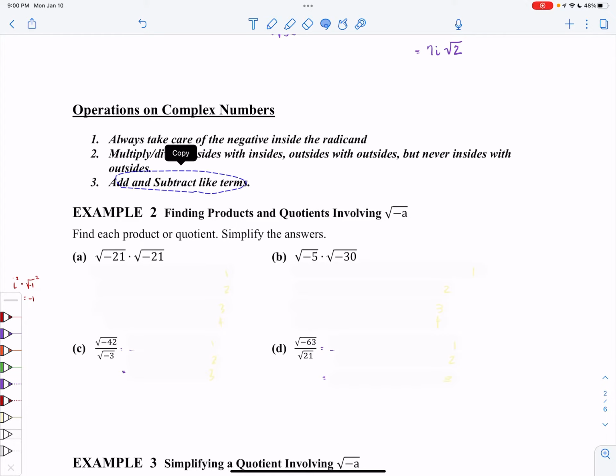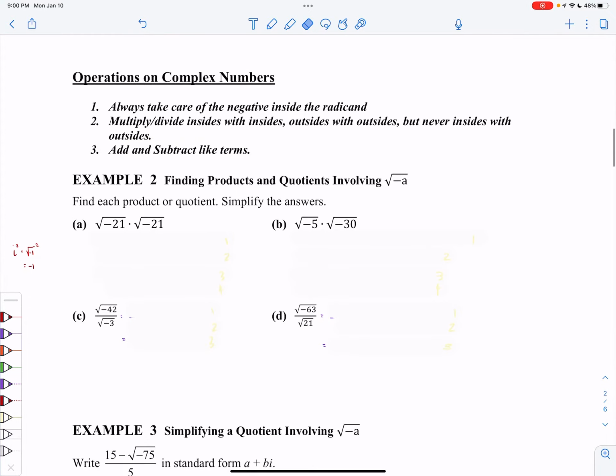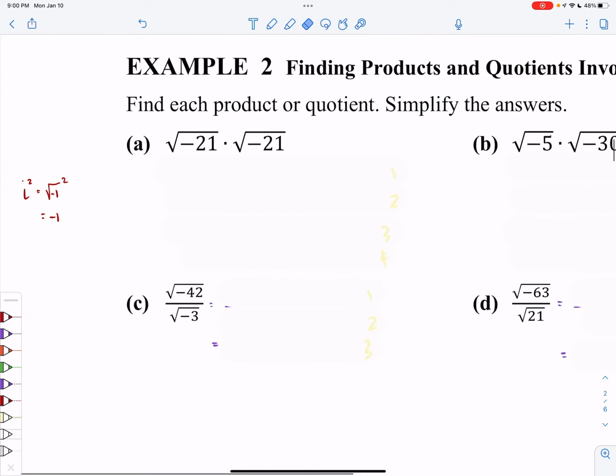All right, so let's go into example number 2. Again, rule number 1 is you take care of the negatives first. So with each of those negatives, we'll have i times the square root of 21 times the i times the square root of 21. Now, you can rearrange these, and the i times the i is going to be i squared, and the root 21 times the root 21 will be root 21 squared. We know that squares and square roots undo each other, so that's just going to be a plain old 21.